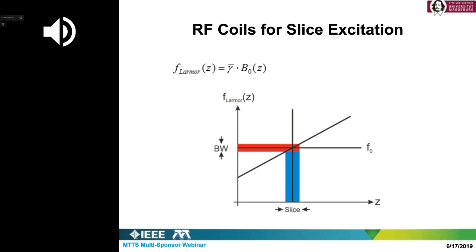Now you excite at a certain frequency, which is called here F naught. This means only one slice will be excited, and within this slice, the population will be inverted. All other slices will not be inverted, so they are not exposed to their corresponding Larmor frequency, and therefore we actually have the image from this slice.